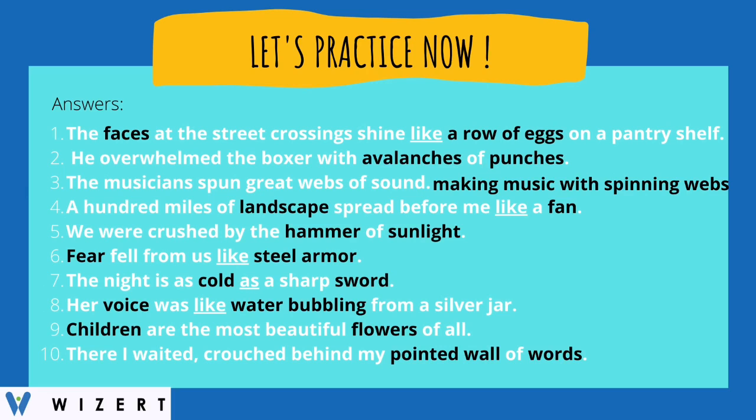4. 100 miles of landscape spread before me like a fan. Landscape is compared with fan. 5. We were crushed by the hammer of the sunlight. In this sentence, sunlight is compared with hammer. 6. Fear fell from us like steel armor. Here, fear is compared with steel armor. 7. The night is as cold as a sharp sword. The coldness of this night is compared with sword.